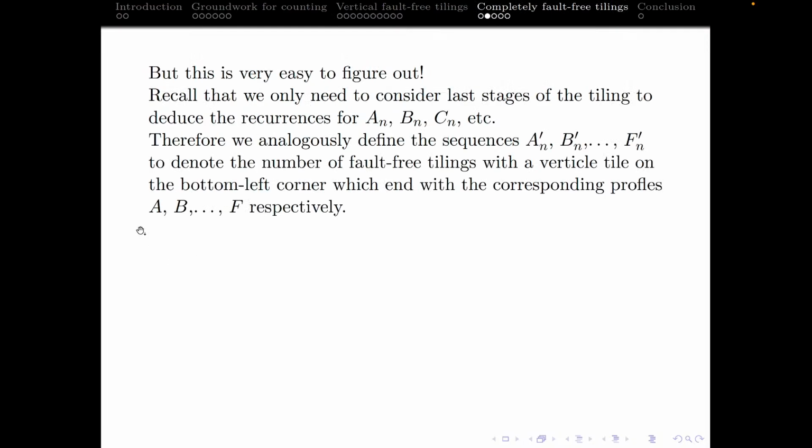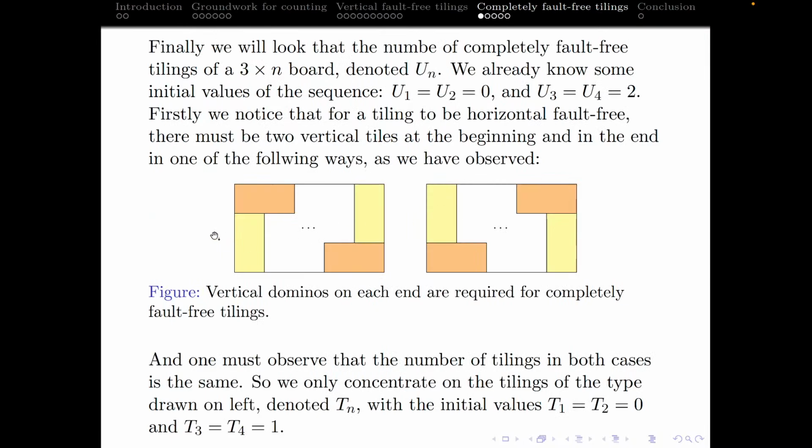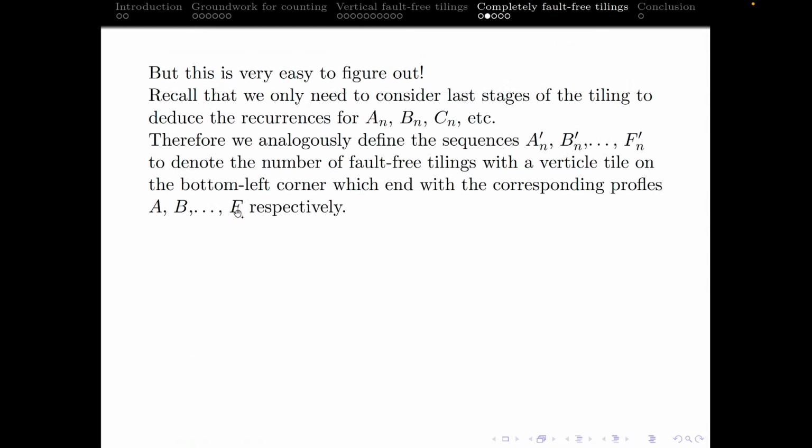So there is that. From this we can form these new six sequences, A-n through F-n, which are basically the number of completely fault-free tilings of a vertical tile, where we have a vertical tile on the bottom left. So where we have a vertical tile like this, these are completely fault-free tilings of this form, such that there is an overhang of the corresponding profiles in the end.